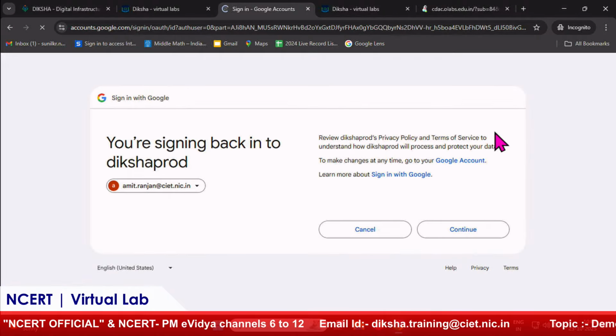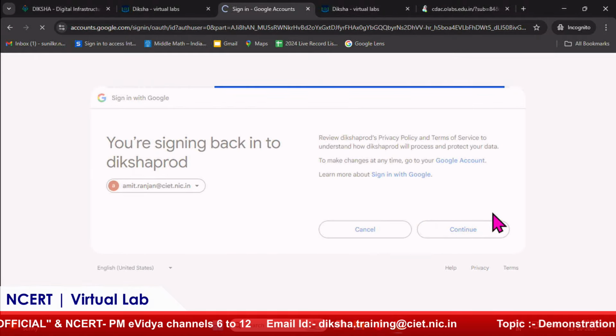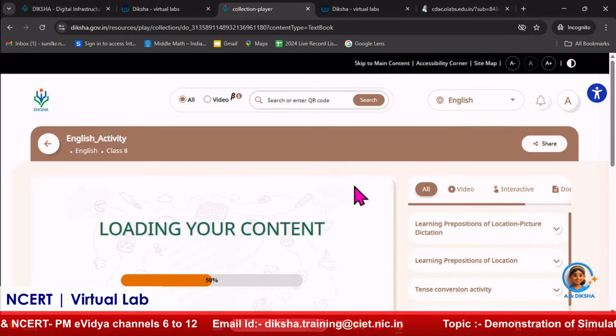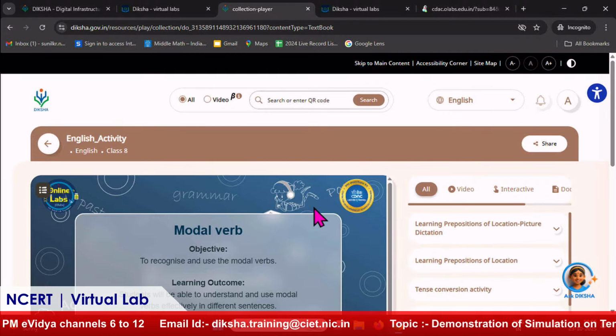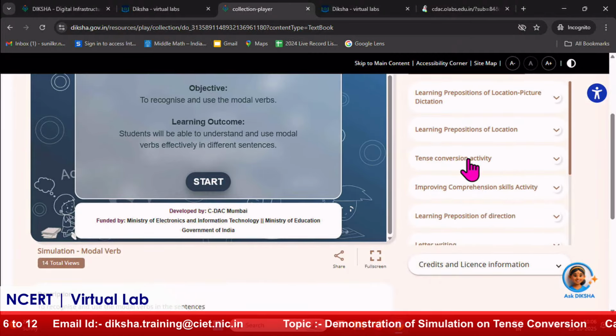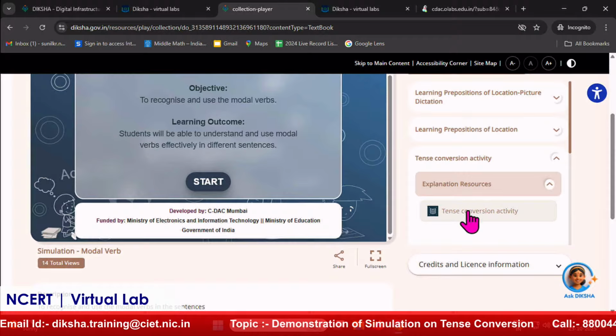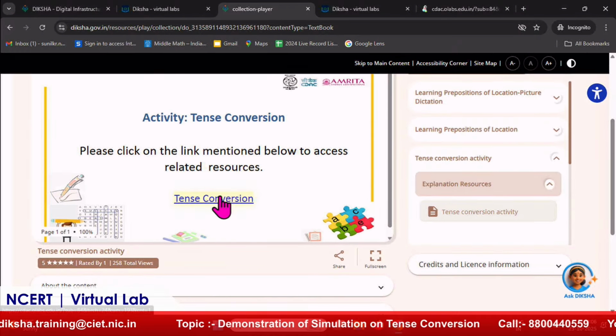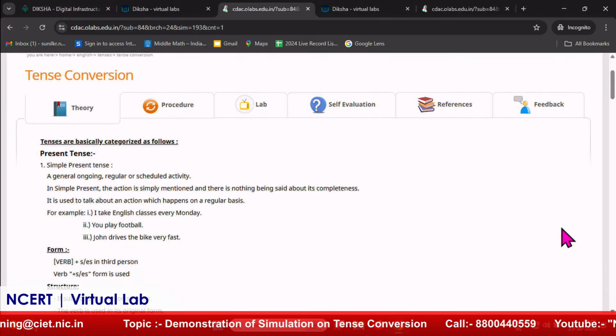You will sign in with your Google account. So, students should have a login ID so that they can access the website. So, it asks you for your Google account and other ways to log in, and then we go to tense conversion activity, and that is how it will look.